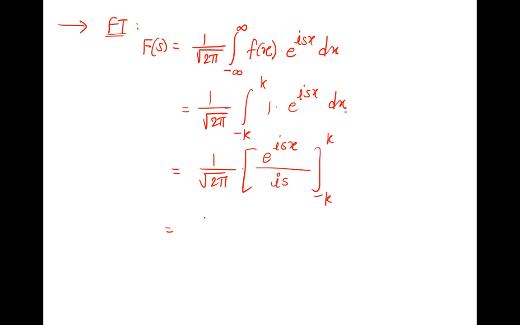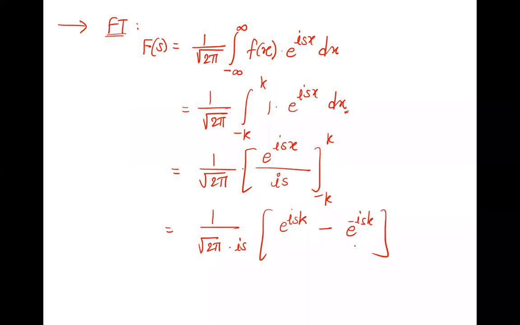So I'll take out 1 upon root 2 pi as a constant, it can come out. Upper limit, what are we placing, s or x? x, right? As it is with respect to x. So e^(isk) minus e^(-isk), upon is. This is also okay.